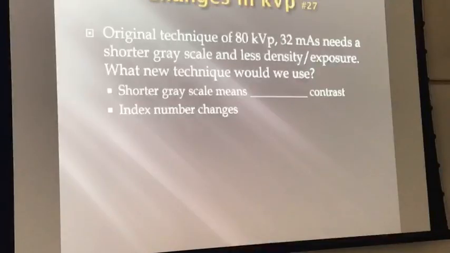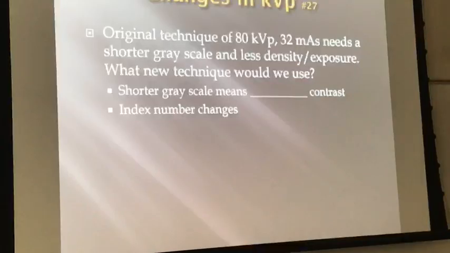Wait a minute, say the question again. Oh, I'm sorry, I just said this backwards. Original technique, so you decrease kVp, you get a shorter grayscale, your contrast goes up. What happens to your exposure? It goes down, right. So, what's this asking you to do?